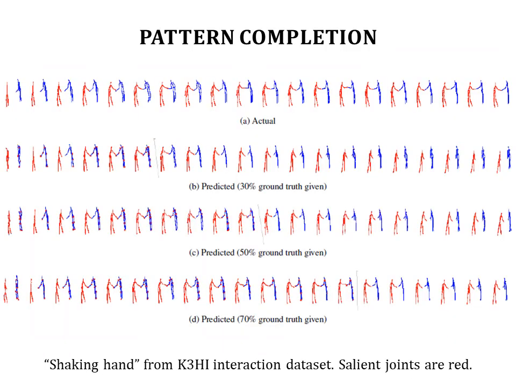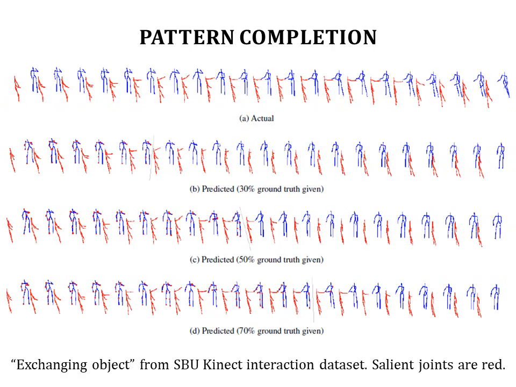The higher the amount of ground truth given, the more accurate the prediction is going to be. The pattern completion for the same handshake from the K3HI interaction dataset is shown here in all the frames together, and you can see these gray lines, which show how much of the ground truth is shown: 30%, 50% and 70%. This is another random interaction, exchanging objects, from the SBU Kinect interaction dataset. Again, 3 different cases are shown, 30%, 50% and 70% ground truth given, and the salient joints are marked red. In both cases, the prediction is quite accurate, given that this model is learning from the entire two datasets, both of which are benchmark datasets.